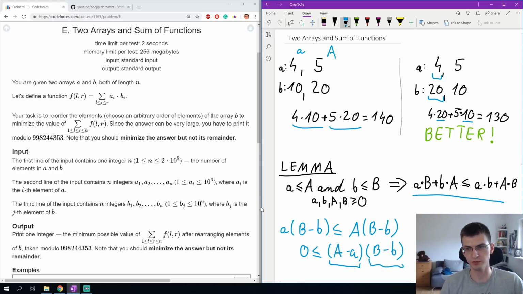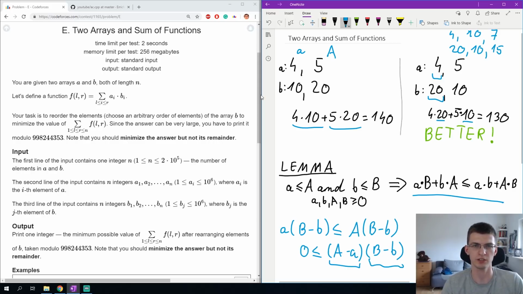This way we can also prove generally, if we have some elements of A, let's say not only 4 and 5, but 4, 10 and 7, and we have some elements of B, we should put the biggest element of B together with the 4, the smallest element, like here 20, then the second smallest element of A with the second biggest of B, and so on. To minimize the sum of products, put big elements with small ones and small elements with big ones.